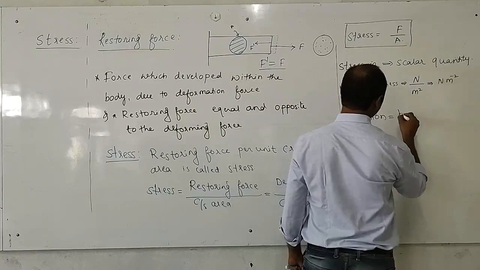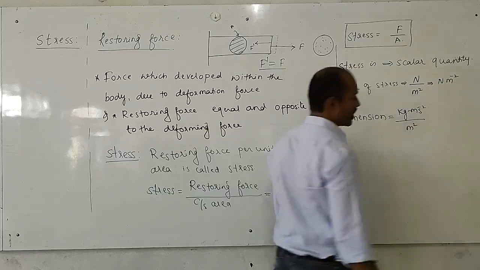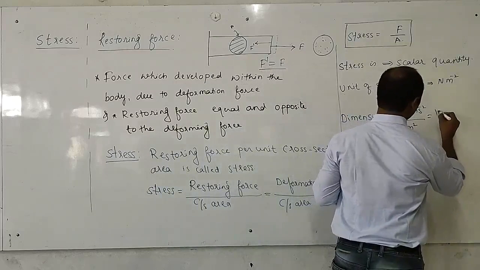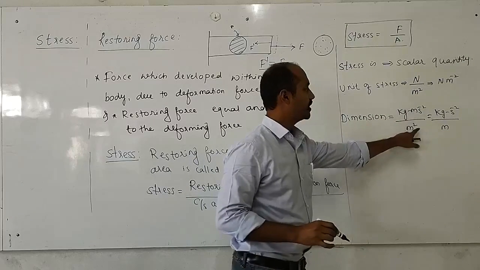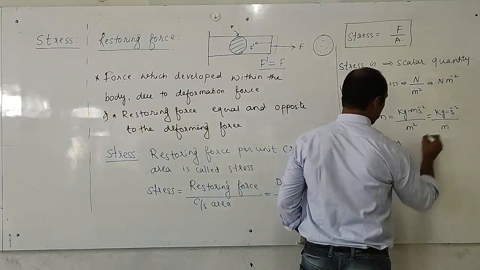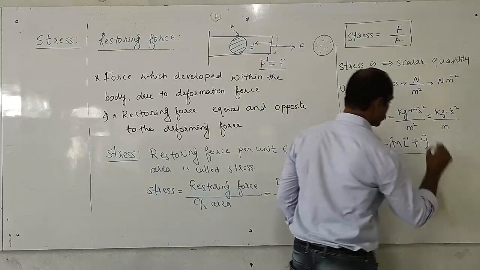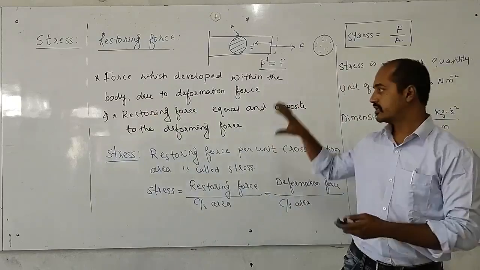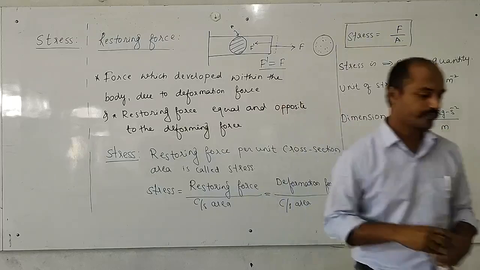Dimension. So this Newton is nothing but kg meter per second square divided by meter square. Right? So here 1 meter and 1 meter get cancelled. Remaining term is kg second raised to minus 2 divided by m. So 1 meter gets cancelled, here m will remain. So kg means it is mass term M, L raised to minus 1, T raised to minus 2. This is what the dimension for stress is. Right? So this is regarding the stress. Just take a screenshot and make a note regarding the stress and restoring force.